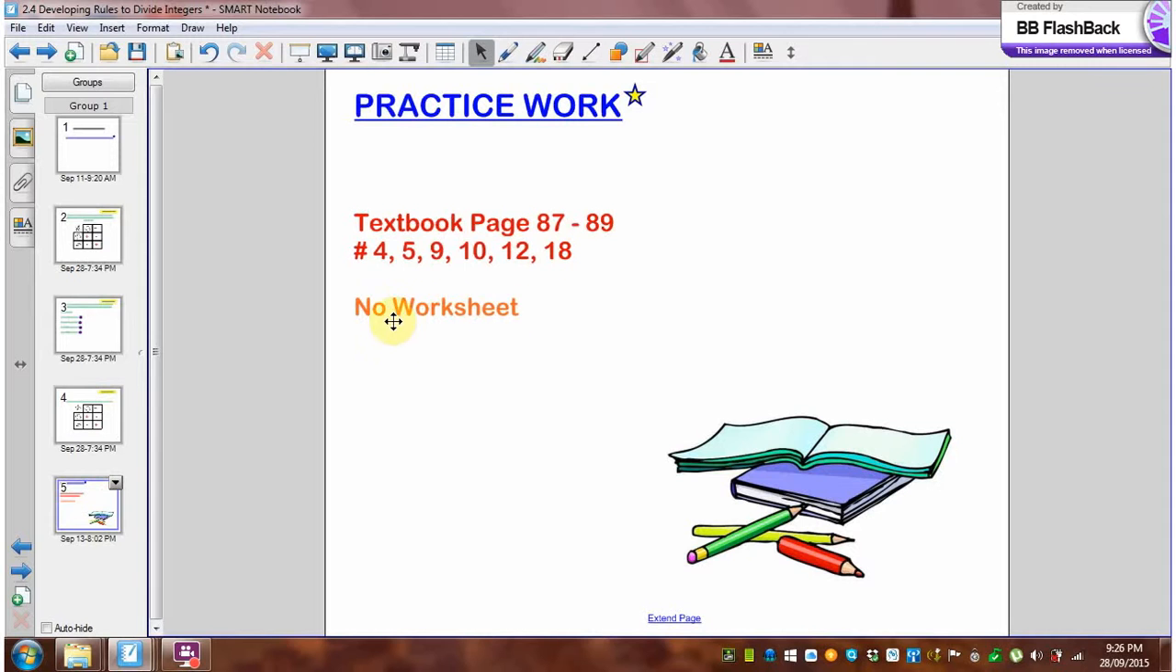Okay, so no worksheet today. Practice work is coming from pages 87 and 89, questions 4, 5, 9, 10, 12, 18. This is a random selection of questions I think will really help you understand this. Once you do these, if you have no problems, I think you're good to go and you really understand the section. So good luck with the practice work. If you have any questions, let me know.